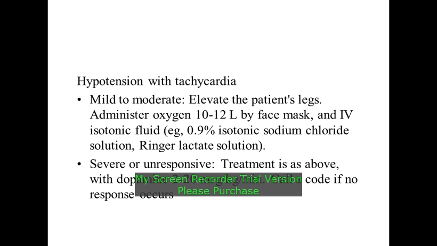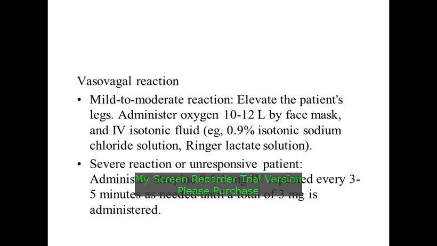Hypotension with tachycardia, mild to moderate: elevate the patient's legs. Administer oxygen 10 to 12 liters by face mask and IV isotonic fluid, for example 0.9% isotonic sodium chloride solution or Ringer's lactate solution. Severe or unresponsive: treatment is as above with dopamine 2 to 20 mcg per kg per minute. Call a code if no response occurs.